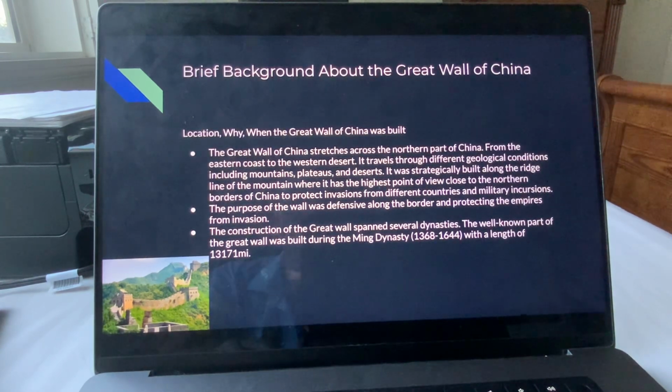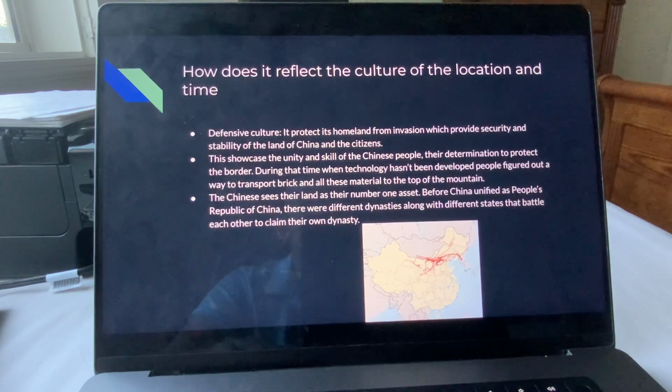And the construction of the Great Wall expanded several dynasties, and the well-known part of the Great Wall was built during the Ming Dynasty with a length of 13,171 miles. So the defensive culture protects its homeland from invasion, and it also showcased the unity and the skill of Chinese people and their determination to protect the border.